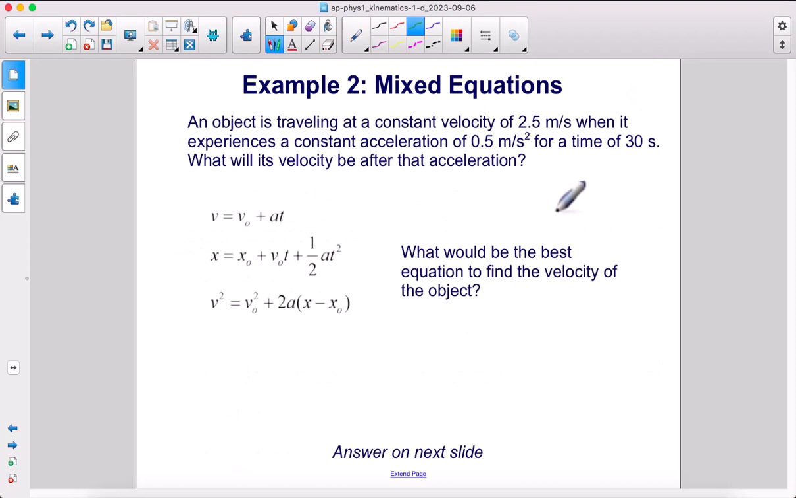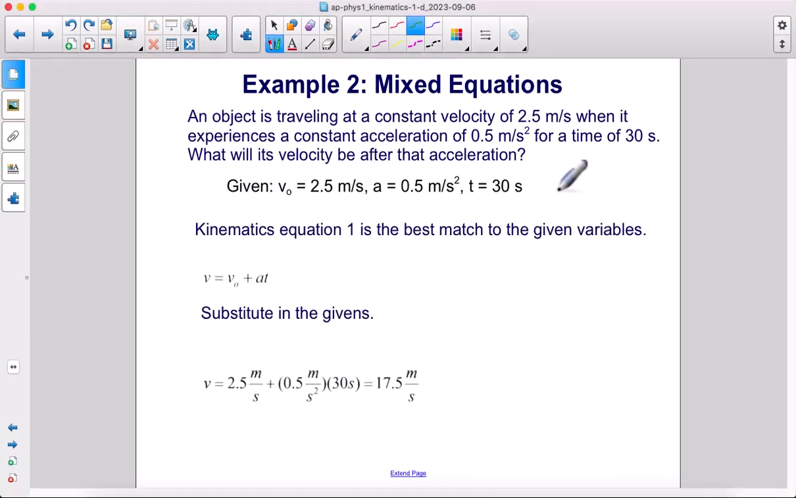An object is traveling at a constant velocity of 2.5 meters per second when it experiences a constant acceleration of 0.5 meters per second squared for a time of 30 seconds. What will its velocity be after that acceleration? What would be the best equation to find the velocity of the object?